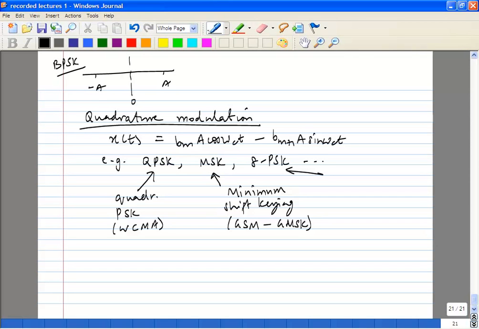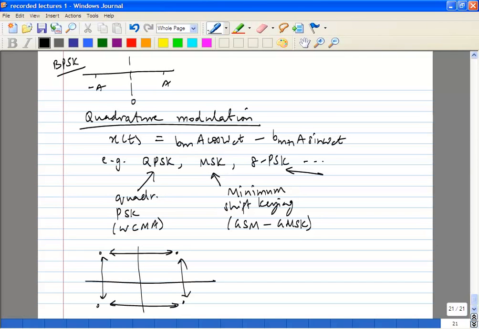Each one of these has a different constellation diagram. For example, QPSK could have something like this. Different types of modulation schemes allow different transitions. In the case of two transitions, it was a lot easier. You just want to go from minus A to A or from A to minus A. Those are the two transitions allowed.